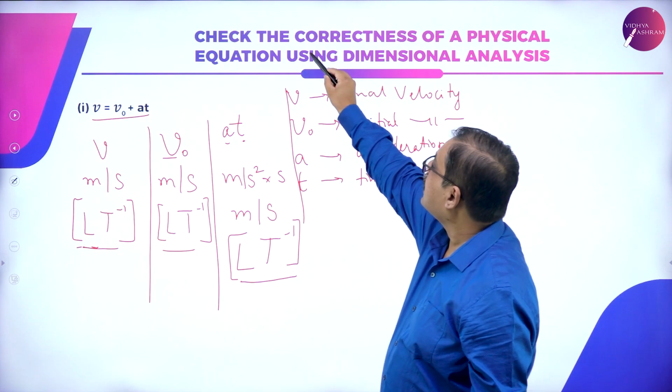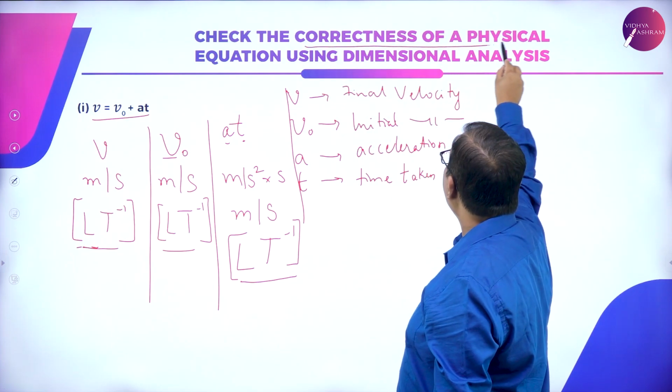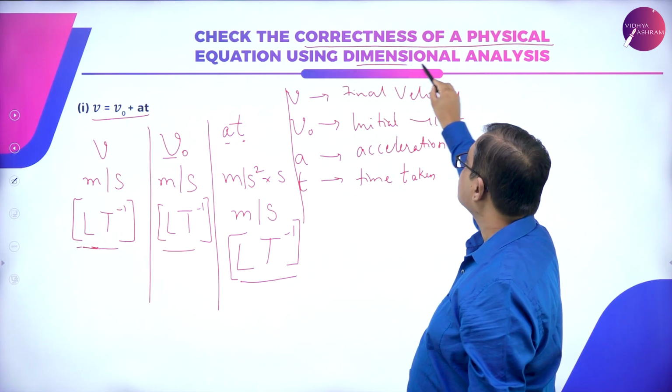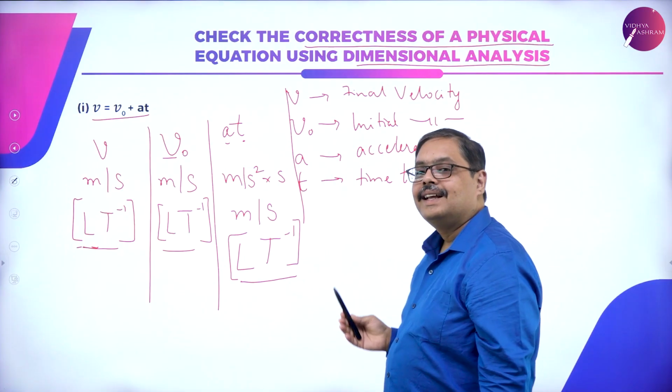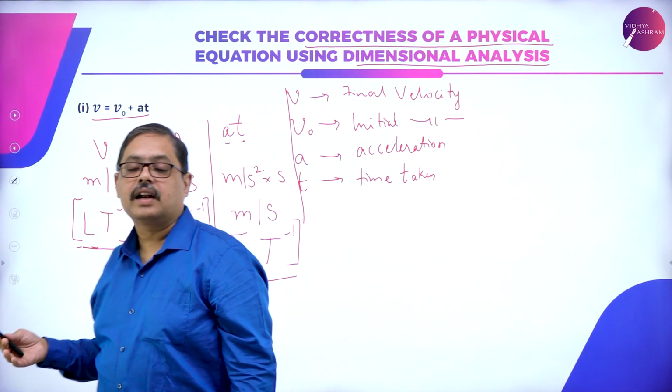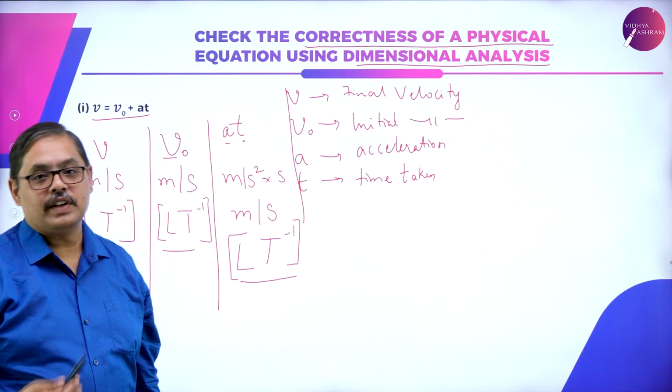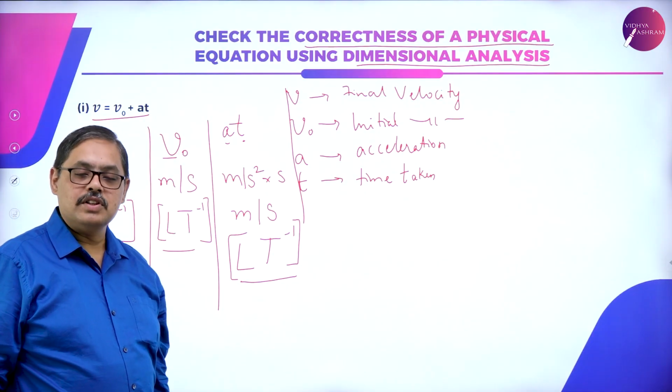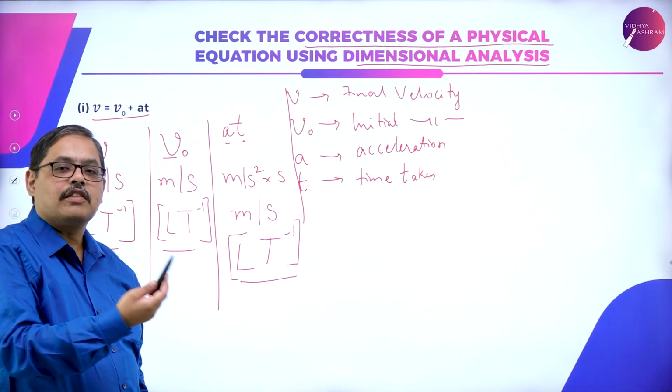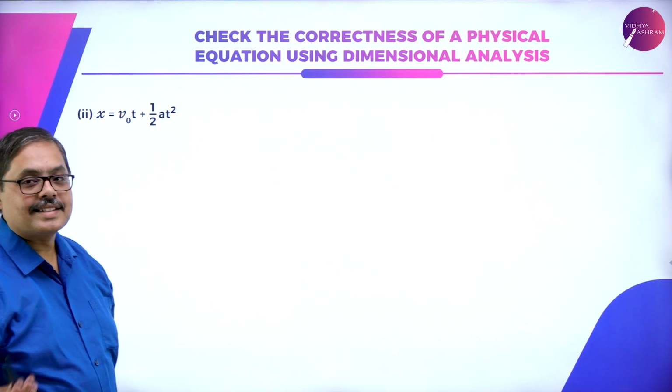This is what we have started: check the correctness of a physical equation using dimensional analysis. The procedure adopted here for checking the correctness of the equation is called dimensional analysis. Let us take a few more examples to understand this concept.